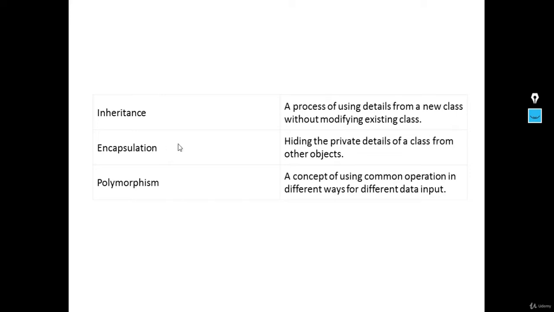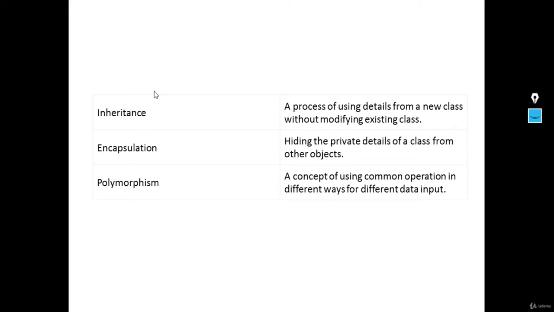And the next important characteristic is polymorphism. It is a concept of using a common operation in different ways for different data input. Basically it provides different forms of using a common operation in Python. So we'll use all of these concepts in upcoming lectures to make our code more robust, more stylish and more reusable.